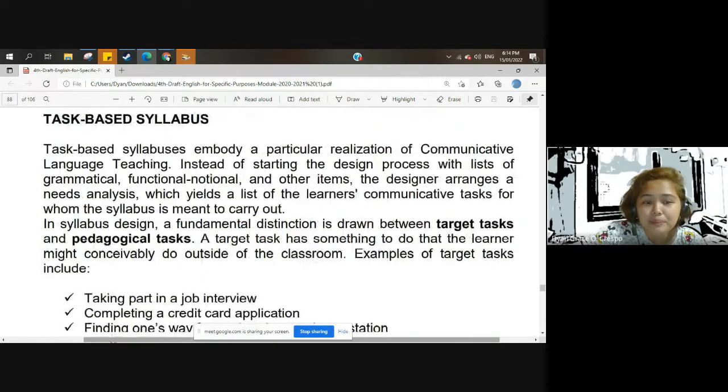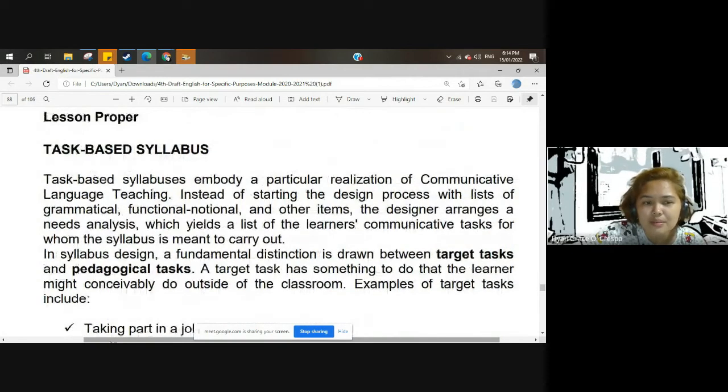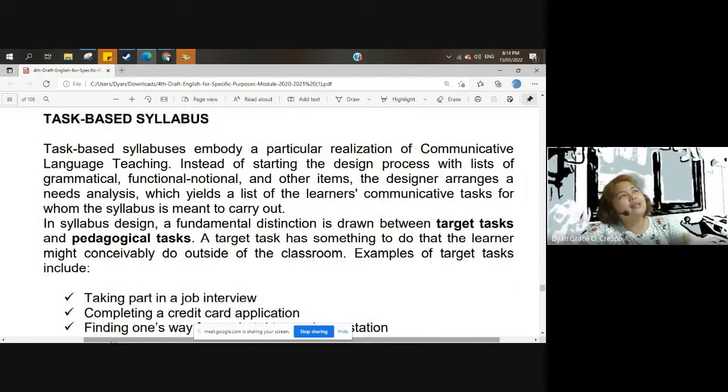Now, let us discuss task-based syllabus. So, task. Kanina, grammar. Sumunod, function. Sumunod, content. Sumunod, ay, mali, content-based. And now we'll have the task-based syllabus. The task-based syllabus, parang sa word itself pa lang, task. Task-based syllabuses or syllabi embody a particular realization of communicative language teaching.